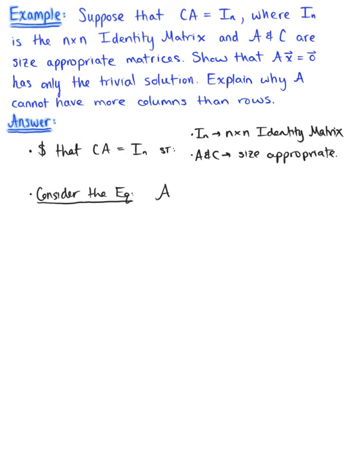So we have matrix A multiplied by vector x is equal to the 0 vector. And let's keep our goal in mind. We want to show that the homogeneous equation has only the trivial solution. So we want vector x to equal the 0 vector. So keeping our assumption in mind, let's begin by left-hand multiplying by this size-appropriate matrix C.